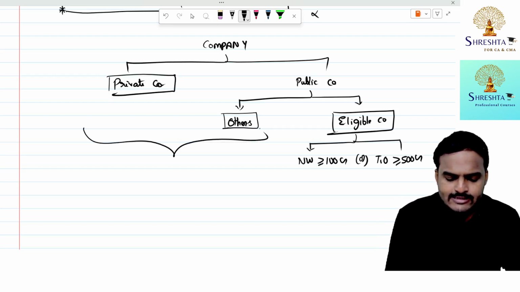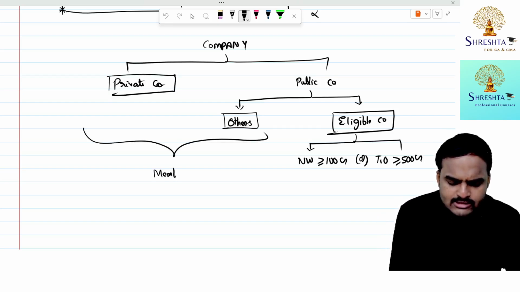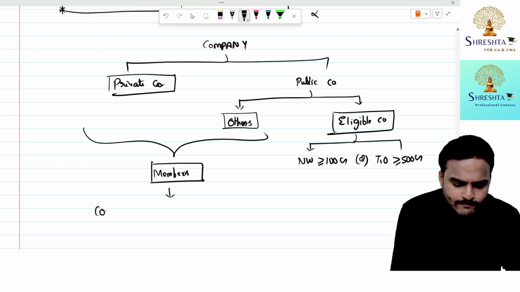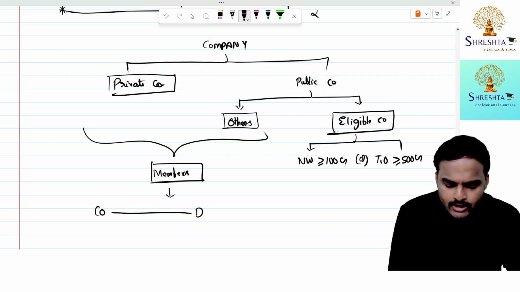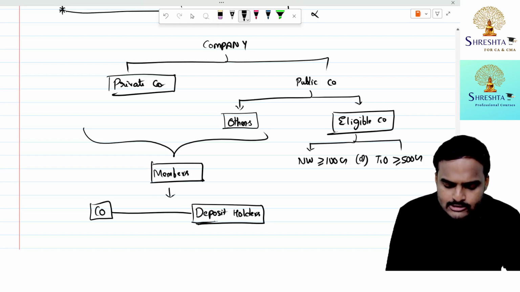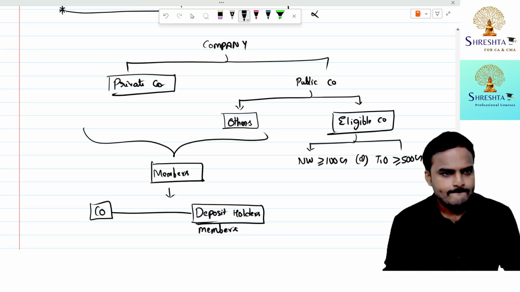These two companies can accept deposits only from members. From whom can they accept deposits? Members. That means in this case, the company is accepting deposits from deposit holders. Who can be deposit holders in the first two cases? Deposit holders can be members. Only members can act as deposit holders.